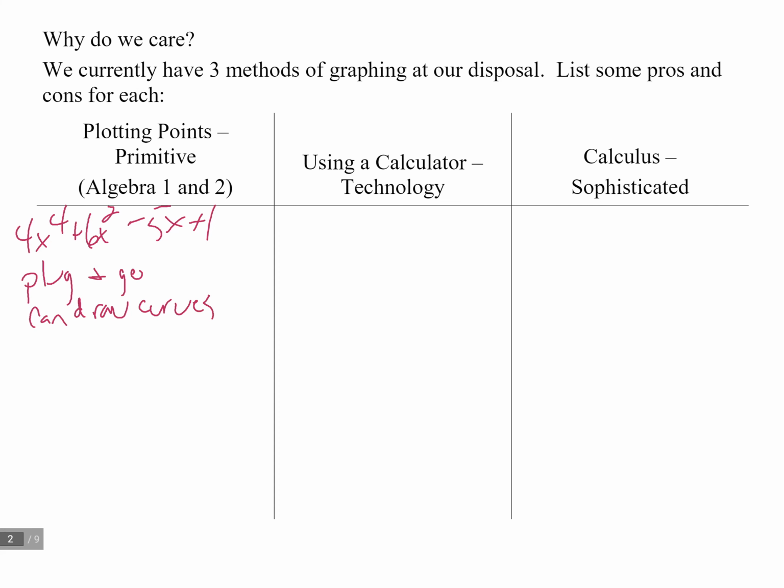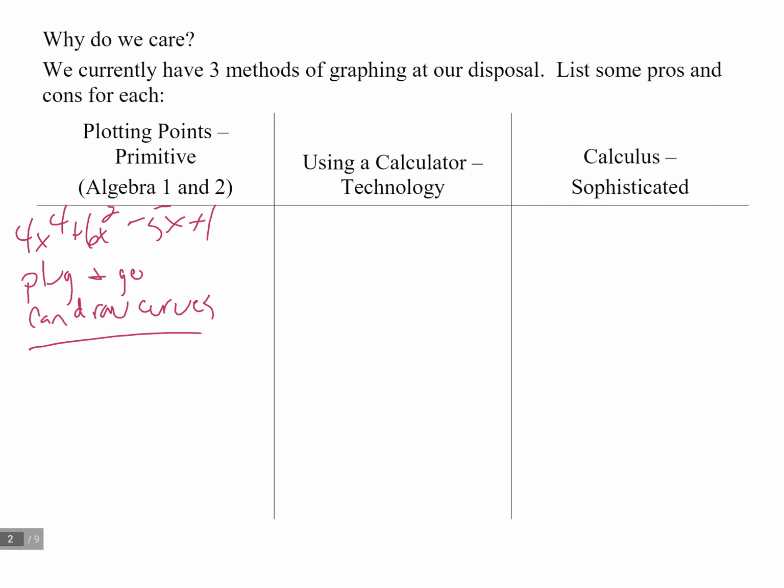As long as you get enough points, right? So there's a little bit of a caveat with that one. You can draw curves as long as you have enough points. If you don't have enough points, it could wind up looking like a line. If you don't know anything about what a polynomial looks like, you might not get all of the curves. You might just get end behavior in one spot.